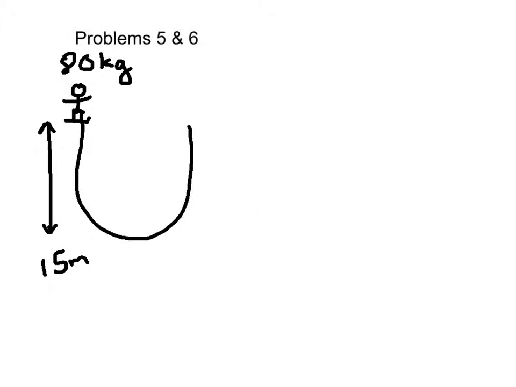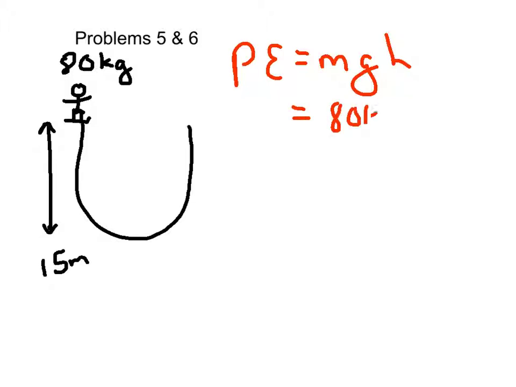Okay, now problems 5 and 6 both use the same half pipe arrangement. We have a snowboarder, mass of 80 kilograms, the height of the half pipe is 15 meters, and it's asking us to find how fast they're going at the bottom of the half pipe. Now again, for that initial question 5, we can calculate the potential energy at the top using our potential energy equation. So 80 kilograms times 9.8 meters per second squared times 15 meters.